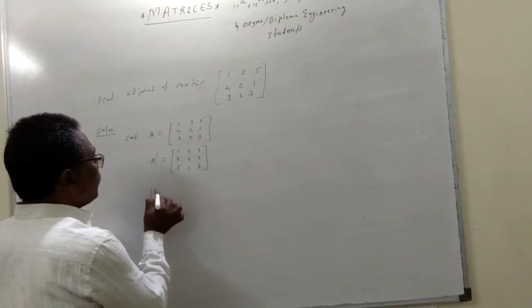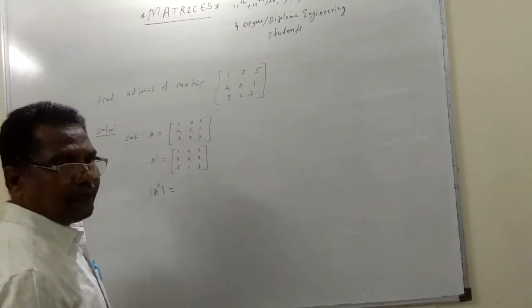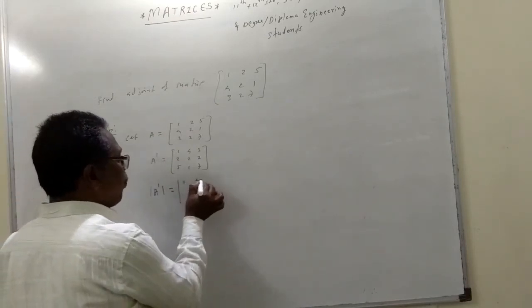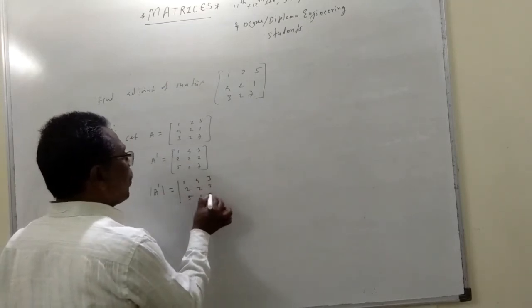Then you write the determinant of A transpose, because minors and cofactors are defined in a determinant and not in a matrix. So the determinant 1, 4, 3, 2, 2, 2, 5, 1, 7.